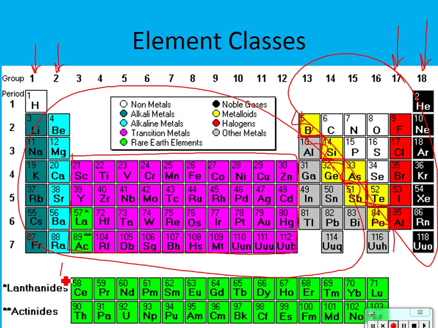What did we call these 2 horizontal rows at the bottom? The inner transition metals. Why are they called inner transition metals? They really fit in the periodic table up here, but to save space, they pulled them out. Good. Very good.